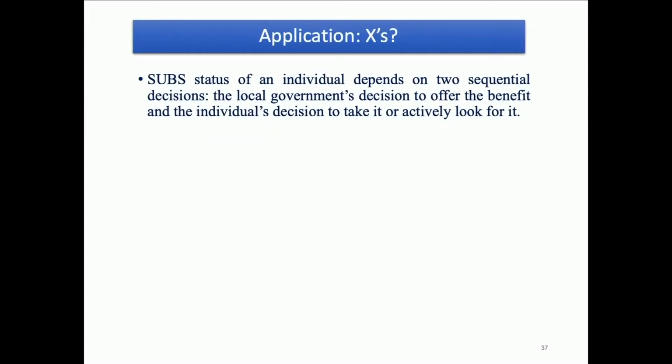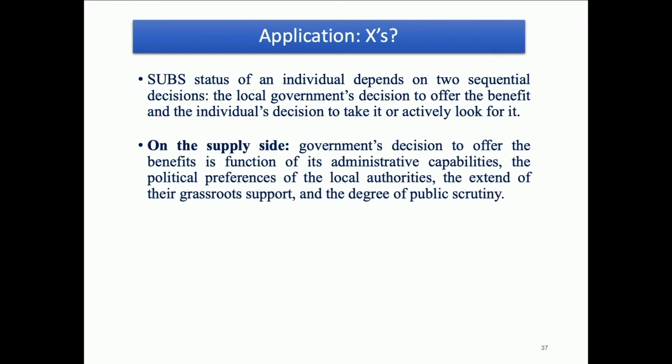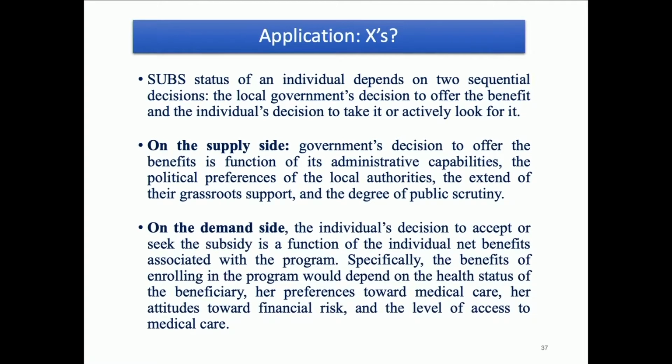So what they include in their axis, I said, depends on local government decisions and individual decisions. For the supply side, they have administrative capabilities and political preference. This may also affect the decision of who will be included or what the government will do in the communities or regions. If there is support from the community for this political preference or not, and a degree of political scrutiny. And for the demand side, they have, again, the preference toward medical care, attitude toward financial risk, level of access to medical care, whether the person is insured or not, and other health characteristics.